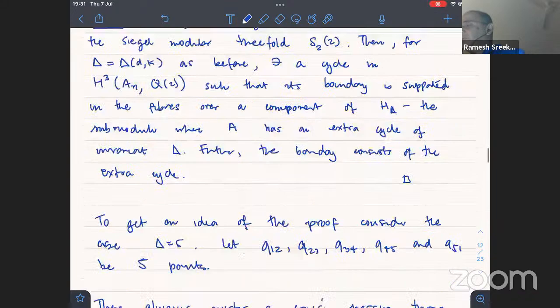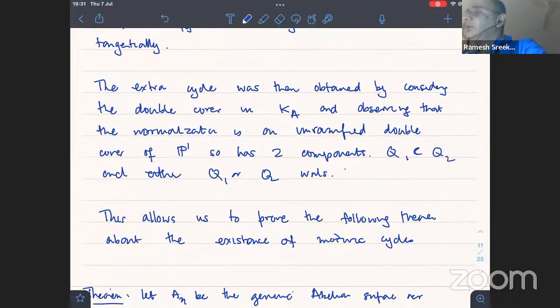Well, maybe I should go back to where I have some space to draw a picture. Okay. So we had a map pi from Ka to P2, which is the projection, and you have Q sitting inside here, and you pull it back, and it turns out you'll get two components. The normalization is an unramified double cover, so you get two components, because all the ramified points are singular, so when you go to the normalization, they just stop being ramified. So you have an unramified double cover of P1, because Q is a rational curve. And so you have two components Q1 and Q2, and then you push it down to Ka. That might be the normalization; you pull it here, you still have two components, and one of those components you can pull back to give you the cycle you want.